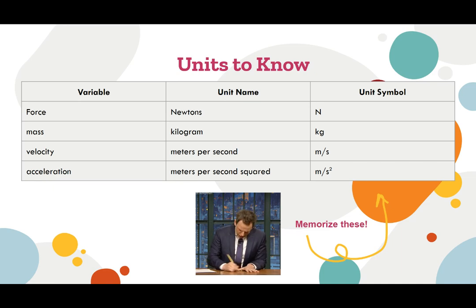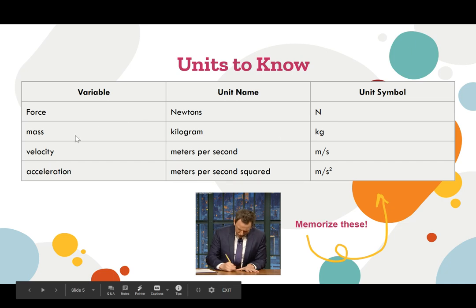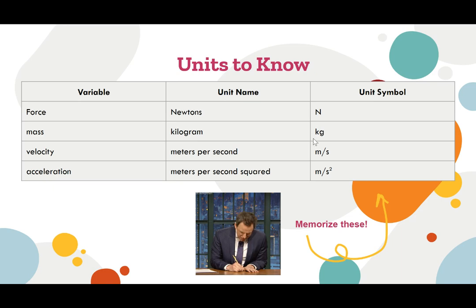You have 4 variables here: force, mass, velocity, and acceleration. The unit for force is newtons, and that is named after Isaac Newton. So that's why our unit symbol is a capital N right here. Mass is usually in kilograms, and its symbol is a lowercase kg. Velocity is meters per second, which is represented by m/s. The slash means per. And acceleration is meters per second squared. That's how you say this: the m/s with the little 2 at the top. So again, pause the video and write these down.